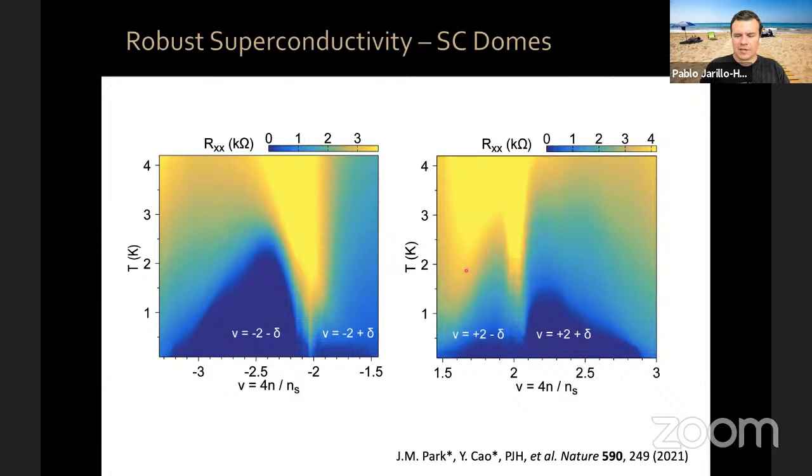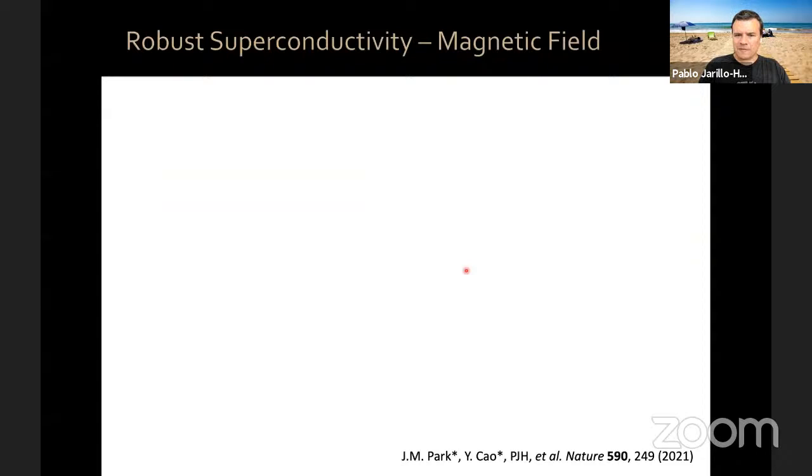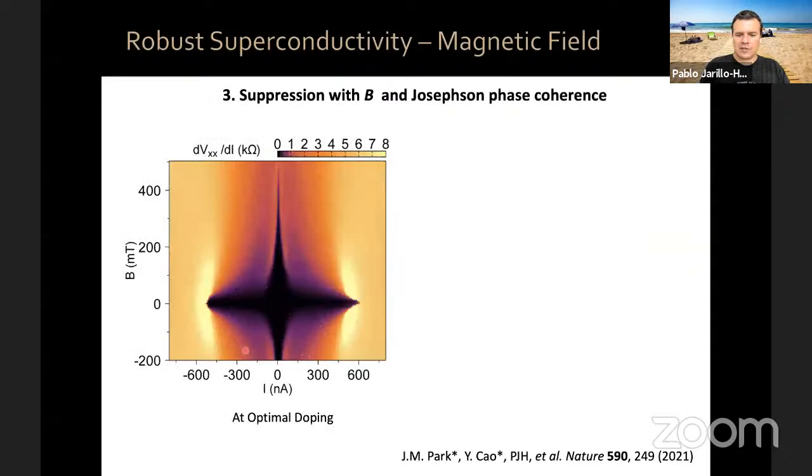Then we want to see the effect of a magnetic field. First of all, we see a suppression with magnetic field. For example, if you're at optimal doping where superconductivity is very robust, and you measure the differential resistance as a function of current bias, the extent of this black region tells you about the critical current. So the critical current goes down initially fast, on the 100 millitesla scale, and then it has a long tail up to about half a Tesla, okay?